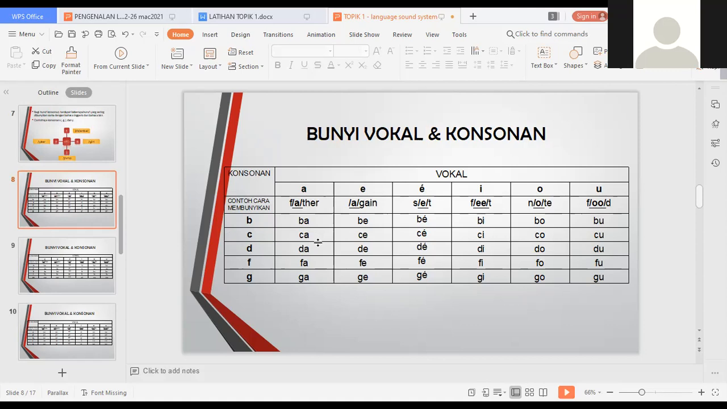C-A, ca. C-A-T. C-E. How to pronounce it? No, C-E, chair. This is different. C-E, chair. This one is chair. Okay. C-I, chi. C-O, not co. You forgot. Cho. Yes. C-U, chu. Yes, very good.